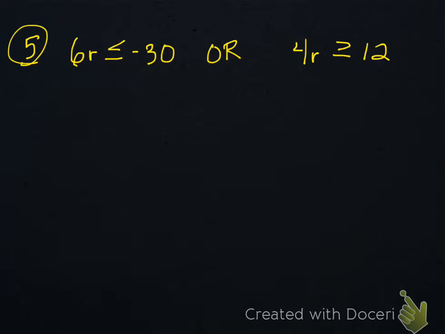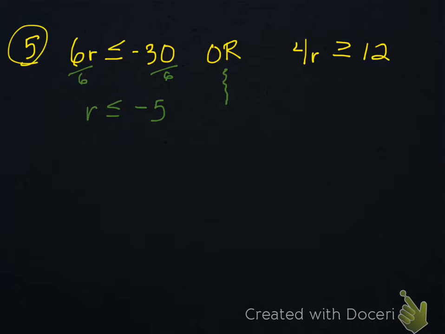Okay, number 5. Which problem does number 5 look like? That's correct. It looks like number 1. So I've got 2 separate pieces. They don't mix. I don't have to do anything between the 2 of them that goes back and forth. We just solve each individual one. So on the first half, the left side, I'm going to divide by 6. I get r less than or equal to negative 5. That one's done. r is by itself.